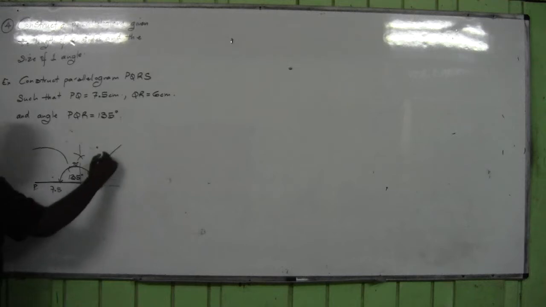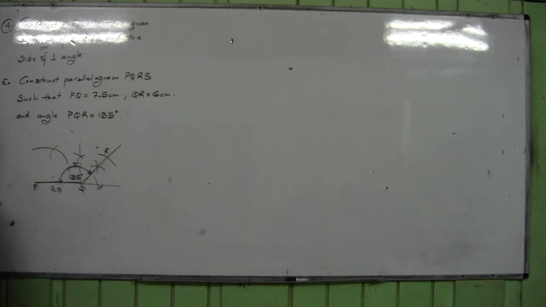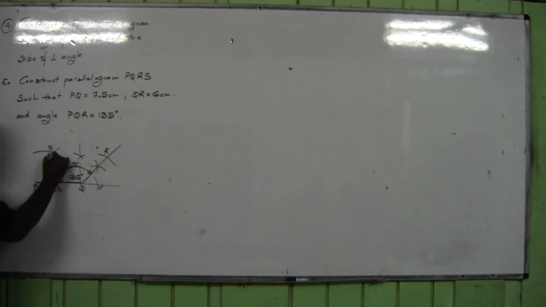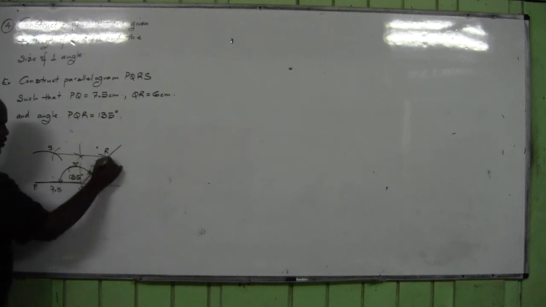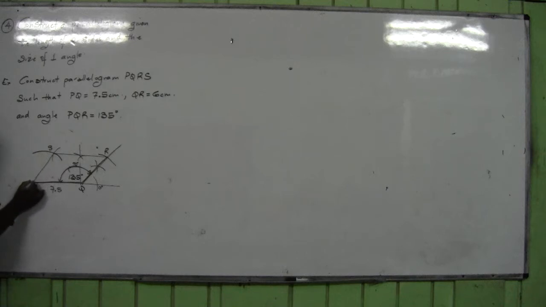This is PQ, this would be R. I then open it to 7.5, put it at R, and scribe. Remember, put it at R, scribe. This would be S. Then I would connect, and I would have my parallelogram.